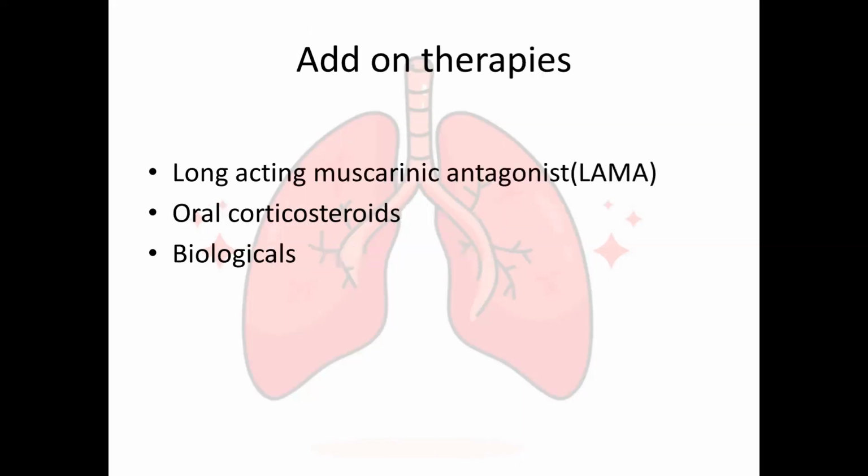Then add-on therapies. These are used for patients who are refractory to high-dose treatment with steroids and LABA. Add-on therapies include long-acting muscarinic antagonists like tiotropium, then oral corticosteroids, and also biologicals like anti-IgE, anti-IL-5 agents like omalizumab, etc.